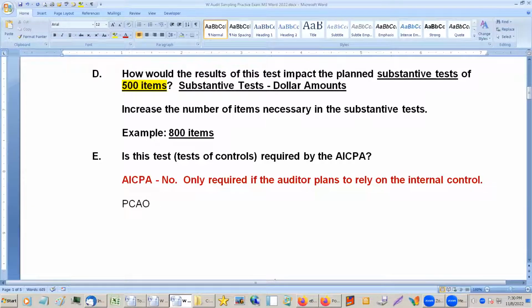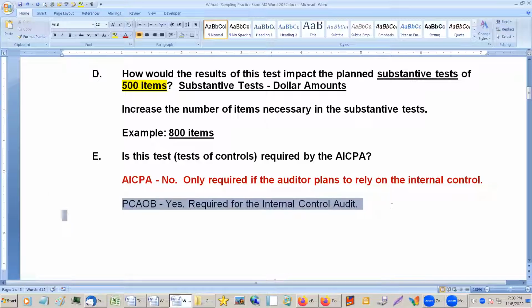So AICPA does it. PCAOB, for issuers, yes. PCAOB is yes. They do require it, not for the financial audit, but for the internal control audit. They do not require it for the financial audit.